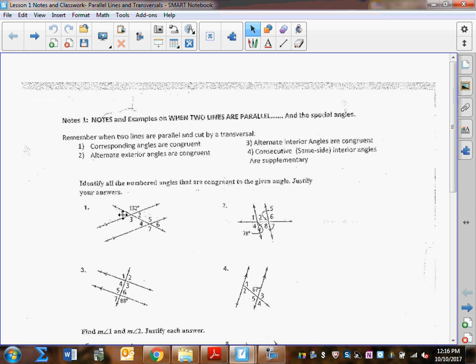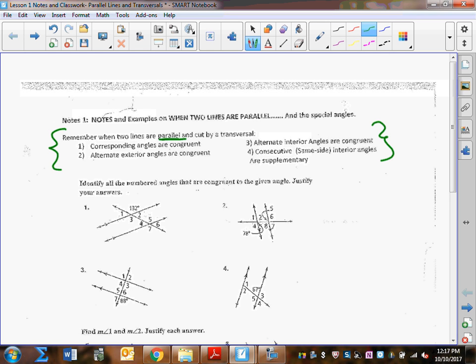Alright, is there anyone that did not get this sheet that says notes and examples? We're good here? Okay. So now let's take a look at this. This is using our postulates and theorems that we just learned. Now up here at the top, they've just gone ahead and recapped for you what those theorems and postulates say. Again, you can call them by their name. And again, key thing, we have to have the lines be parallel when we use them.